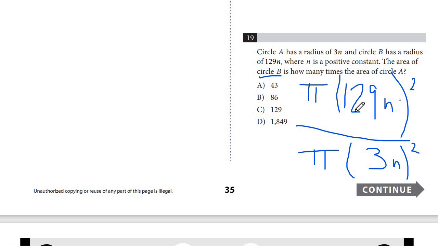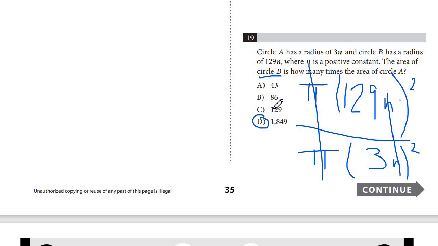So we can eyeball the answer. The pi's cancel, and when we distribute the squares inside, we can also cancel out the n's. So now we just have to think of 129 squared over 3 squared, which is really 9 or 10. When you think of 129 squared, that will be a 5-digit number. Divide that by 3 squared, or 9, or roughly 10. So a 5-digit number divided by 10 is going to be a 4-digit number.